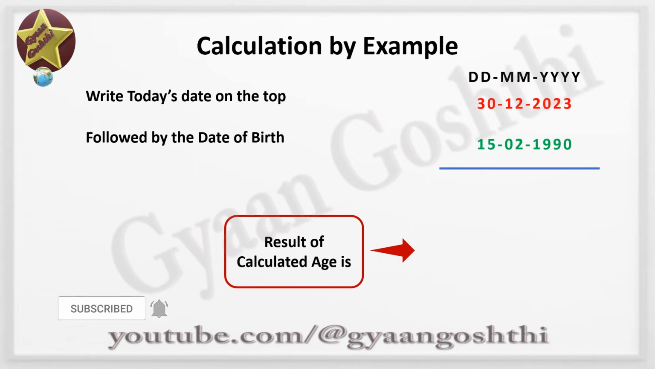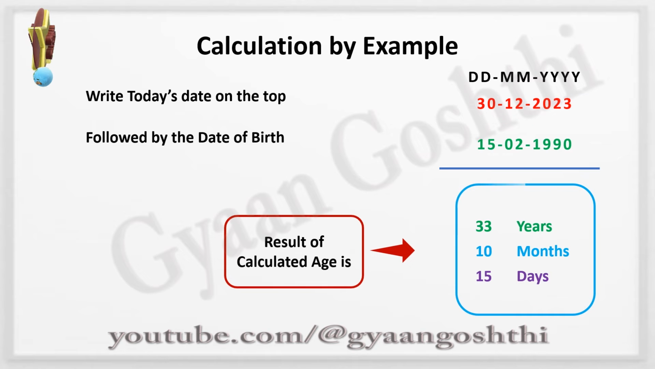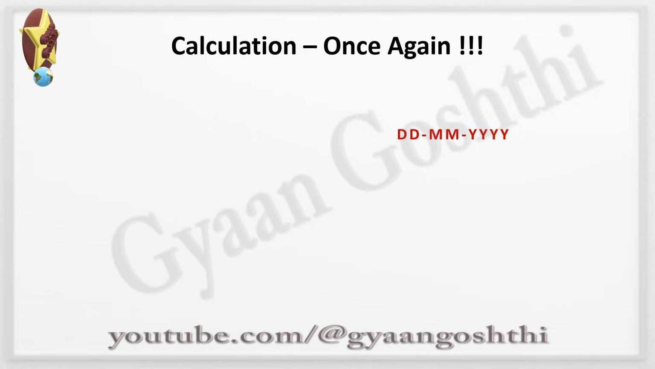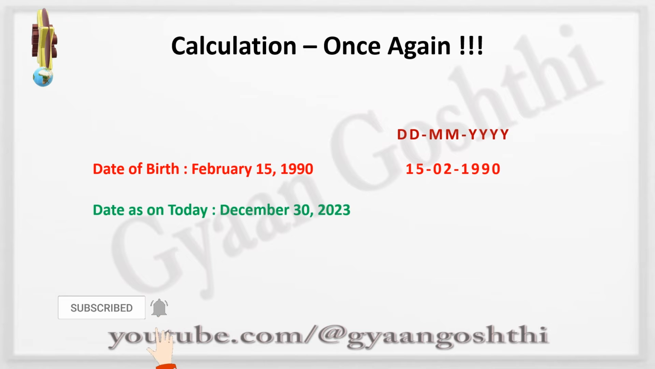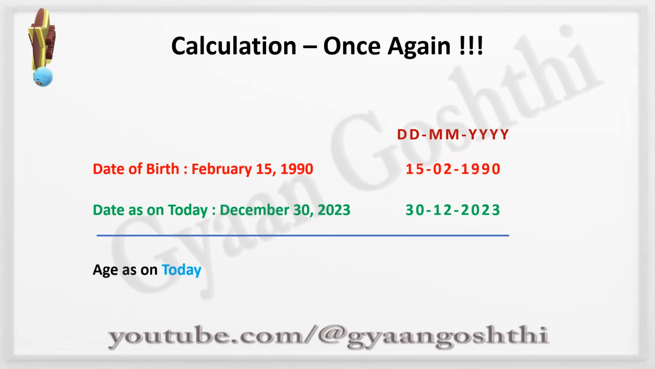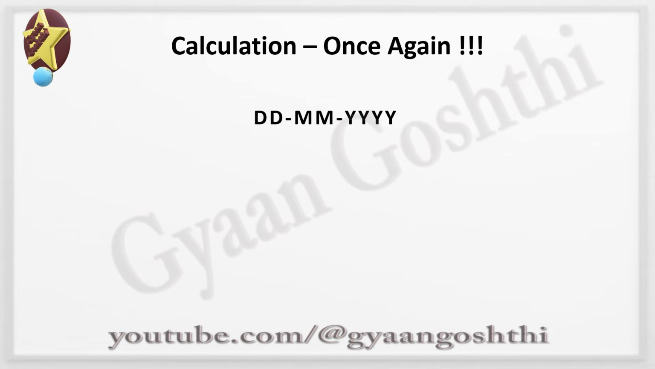Fantastic! Our calculated age between these two dates is 33 years, 10 months, and 15 days. Now, let's dive back into the calculation process to solidify our understanding. In this slide, we're revisiting the calculation process, reinforcing what we've learned in slide 3. Let's walk through the steps again to ensure clarity in the manual approach to calculating age.